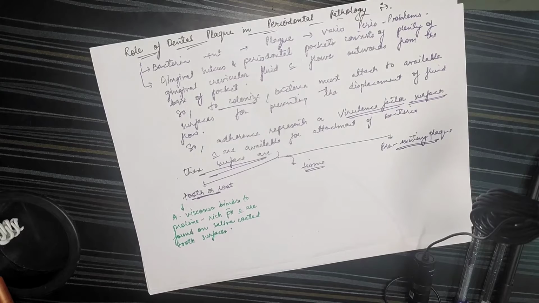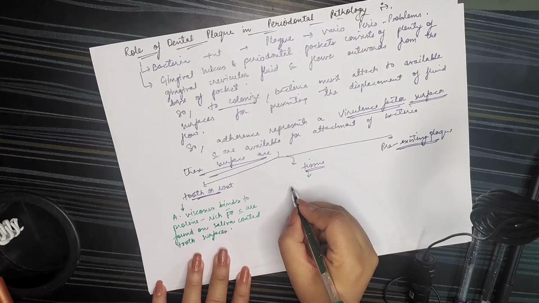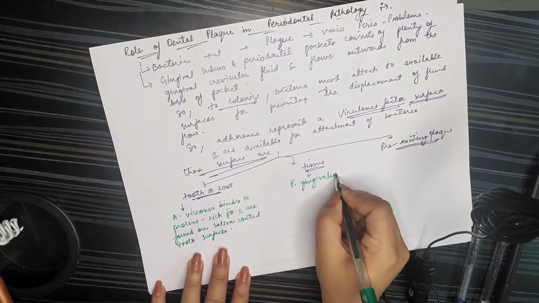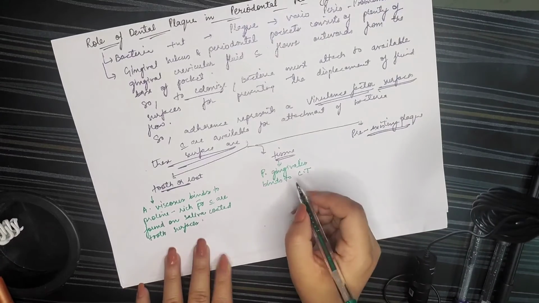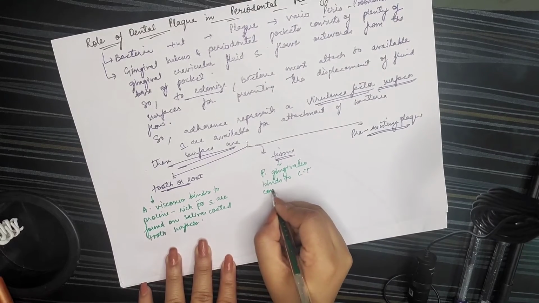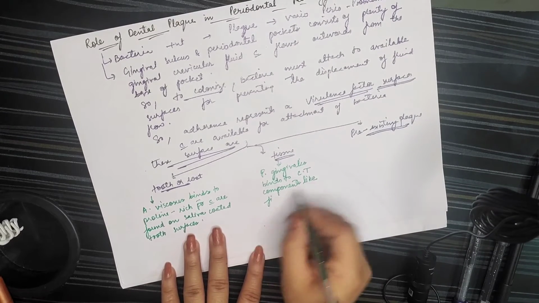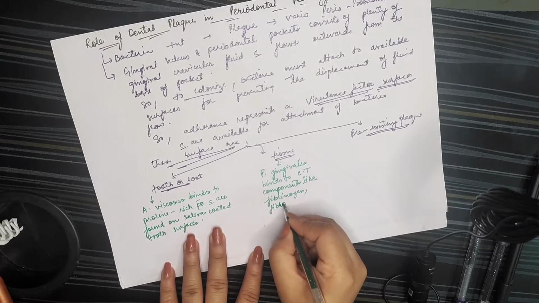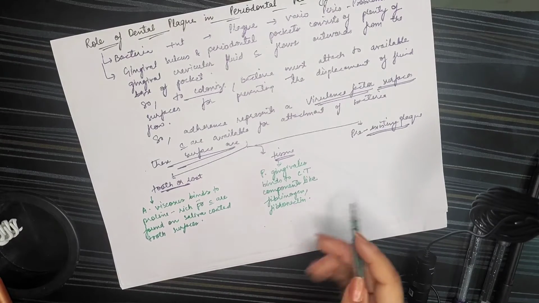Okay, and for tissue, P. gingivalis binds to connective tissue components like fibrinogen and fibronectin.